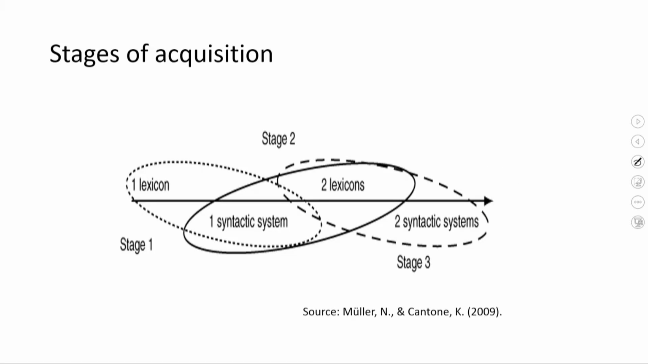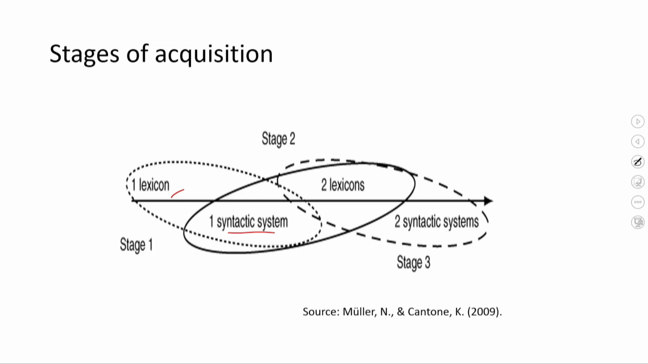What they say is that there are 3 stages, stage 1, stage 2 and stage 3, in the developmental stages of a bilingual who is a simultaneous bilingual. In stage 1, what happens? They have one system, so one lexicon and one syntactic system. All the input that they are getting from different languages, whether at a lexical level or a syntactic level, is part of one system. They have one lexicon and one syntactic system.